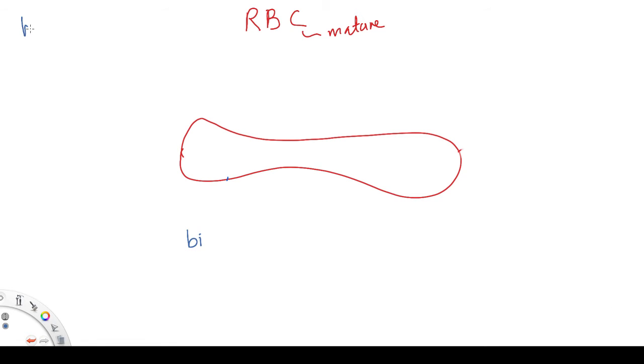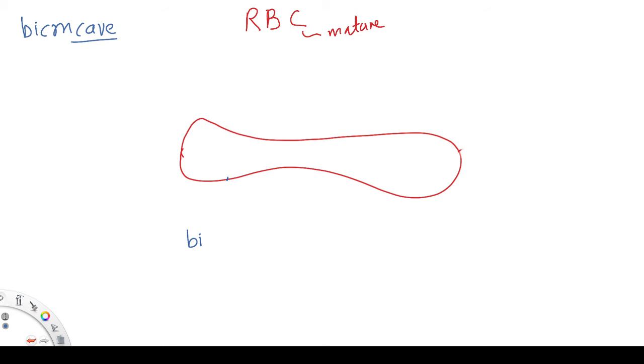Let's just do it here. Biconcave. What does cave mean? Depression, right? So it's depressed on both sides. Imagine you take a medicine ball that's deflated a little bit, so it's softer. You press it from both sides. What happens? It becomes biconcave. That's an RBC. Or even a donut shape is a good example, like a Boston cream donut squished in the middle. So RBC is a biconcave disc.